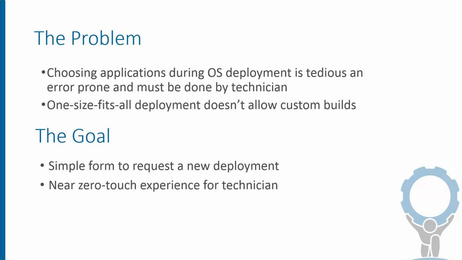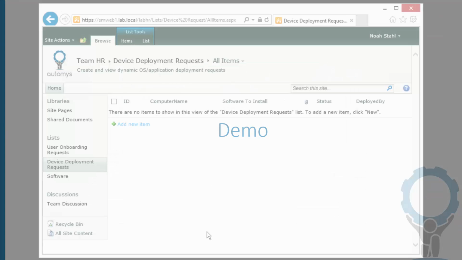We don't want to define the application list inside of the task sequence in Config Manager. Rather, we'd like to do something like a SharePoint request where we can just simply pick from a list of applications and submit that. And this allows us to have a person who doesn't even have access to Configuration Manager, perhaps, define the deployment request and pick the applications. And then the technician comes along and builds it for them. So with that context, let's jump into the demo and see what that looks like.